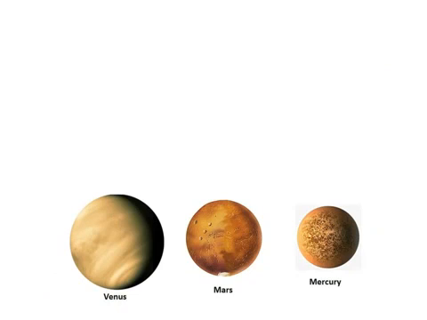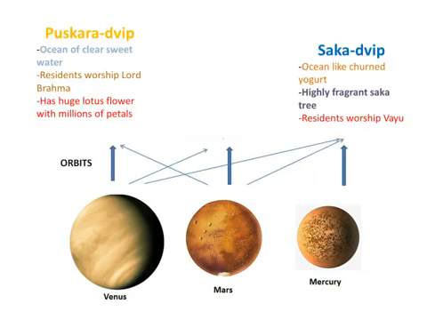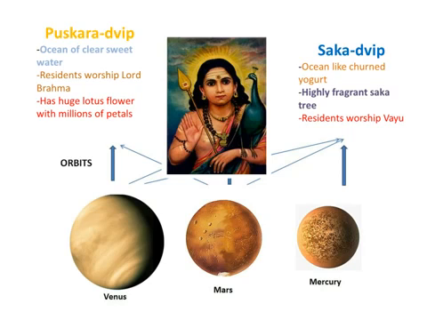Now, based on the geocentric orbits of Venus, Mars and Mercury, these have relationships with links to Pushkaradvipa, Shakadvipa and Kraunchadvipa here. And of course they have their various mountains and characteristics of their population and heavenly realms. Now in terms of Kraunchadvipa, we understand that the vegetation there was destroyed by Kartikeya, who of course is the god of war in Hindu philosophy.